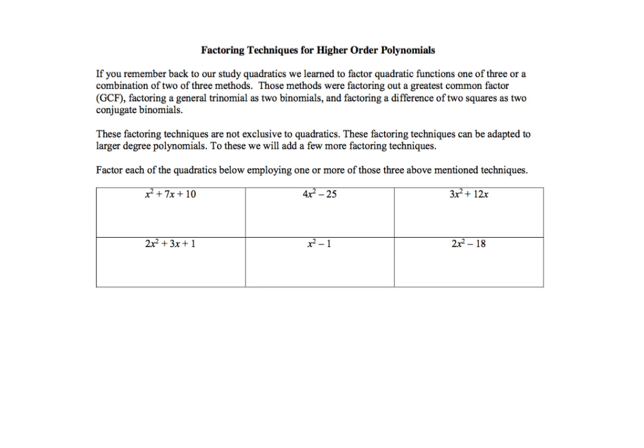Hello students, today we are going to factor. Now we've already factored quadratics, so I'd like to start there. Remember, factoring means to write a sum or a difference as a product.